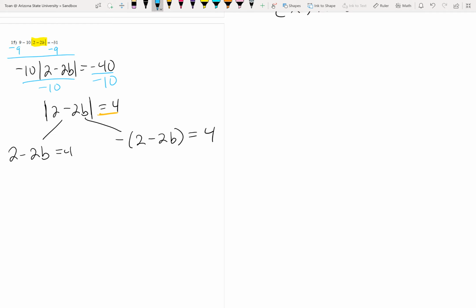Let's work on the left side first. Subtracting the 2, negative 2b equals 2. Divide out the negative 2, you get b equals negative 1. Let's work the right equation.